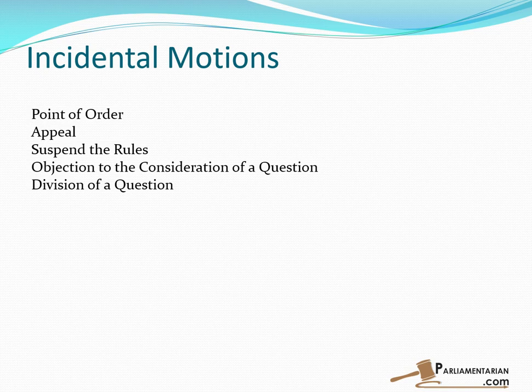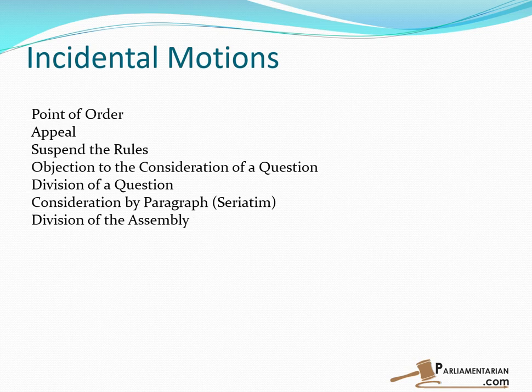Division of a question is how to divide a question that has multiple parts. Also, consideration by paragraph or seriatim is if you have a long resolution with different parts and you want to just vote on each paragraph at a time. Division of the assembly is to call for a standing vote. Methods of voting, like I move we take a ballot on this motion, or I move that we do a counted vote, or I move that we do a roll call vote.